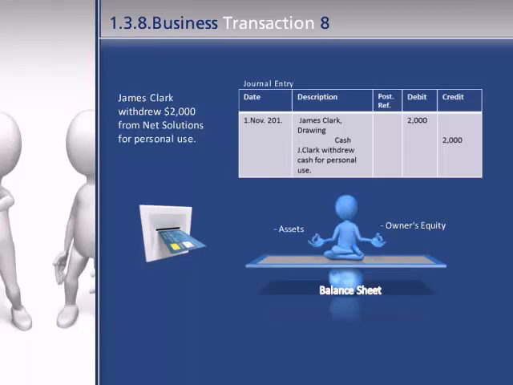The next slide shows business transaction 8. Chris Clark withdrew $2,000 from Net Solutions for personal use. This transaction decreases assets and owner's equity. This transaction is recorded in the journal as a $2,000 increase, debit, to Chris Clark, drawing, and a $2,000 decrease, credit, to cash.